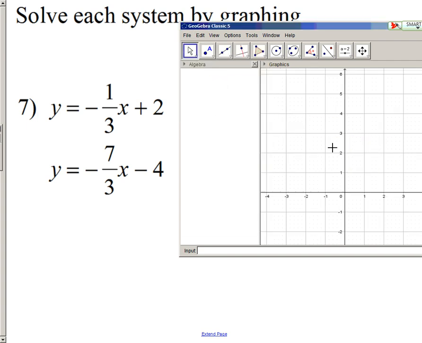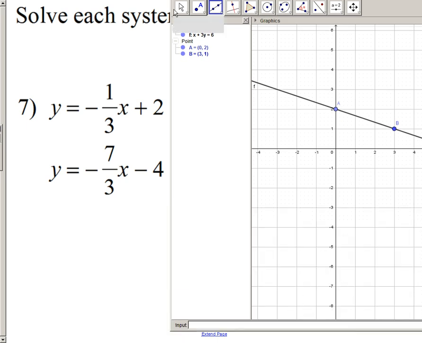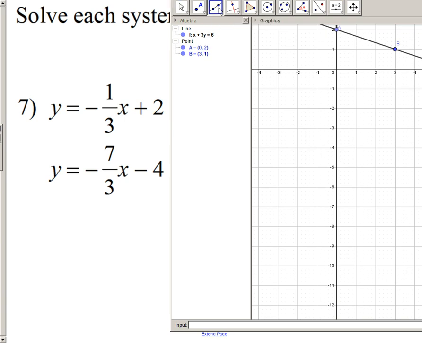Let's go ahead and clear off the screen here. All right, so I'm at +2 for my y-intercept, and my slope is -1/3. So down 1 and to the right 3. Got the first line graphed. Making some room here so I can graph the second line. -4 is my y-intercept, and I need to go down 7 and to the right 3.